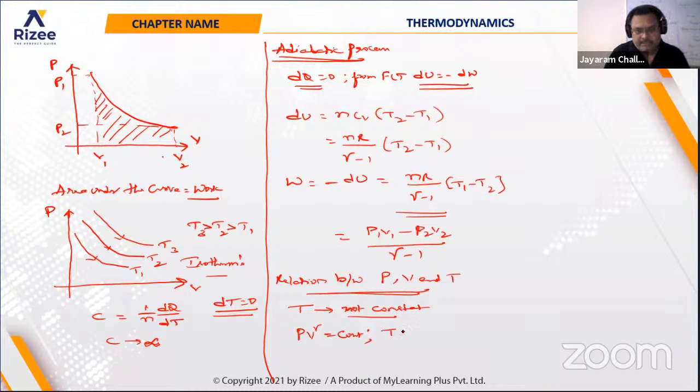And coming to the temperature, TV to the power of gamma minus 1 is equal to constant.